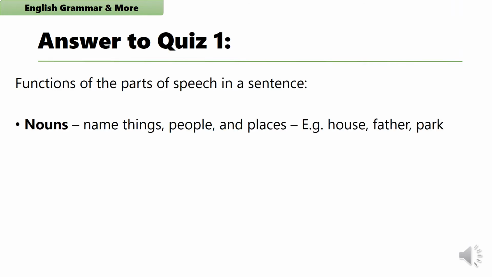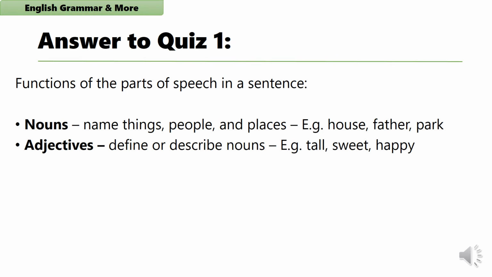Here we've got the correct answer to the question in Quiz 1. Nouns are the words we use to name things, people, and places. For example, house, father, park. Adjectives are the words that are used to define or describe nouns. For example, tall, sweet, happy.